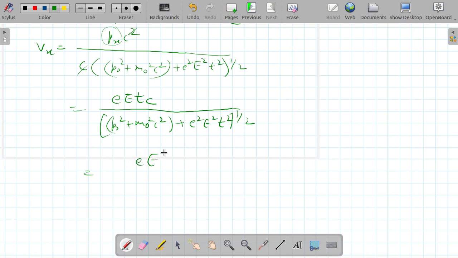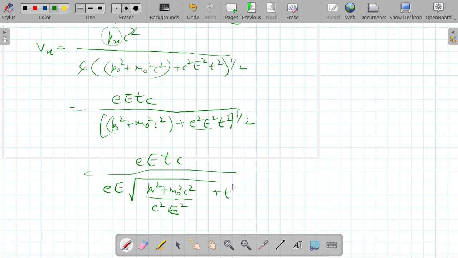Then E, E, T, C, and if I take E square common from here, and if it can be taken outside the square root, then it will remain as E, E, and the rest of the term will become P naught square, M naught square, C square divided by E square plus T square. So it can be expressed in this form. This will cancel out with it.